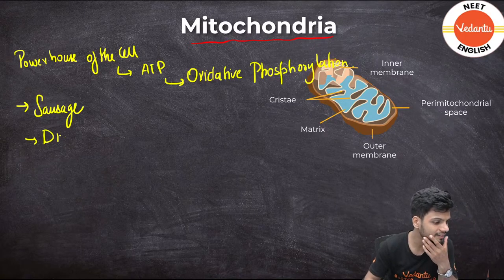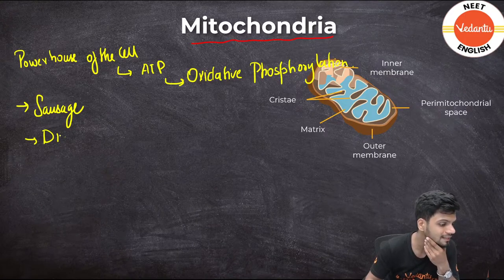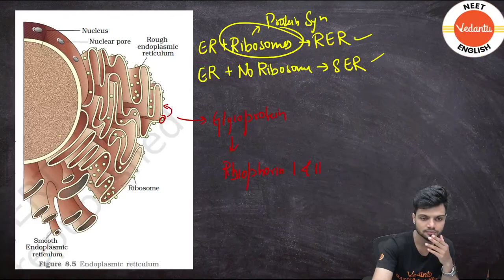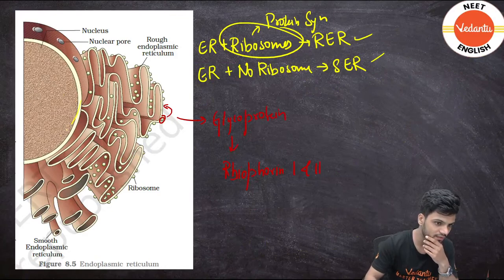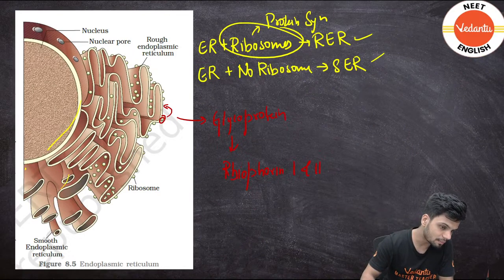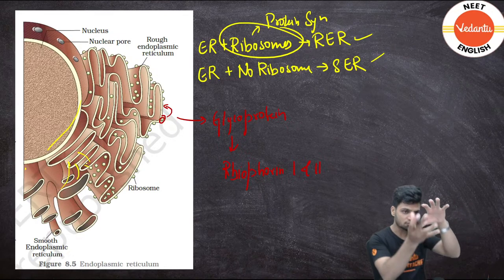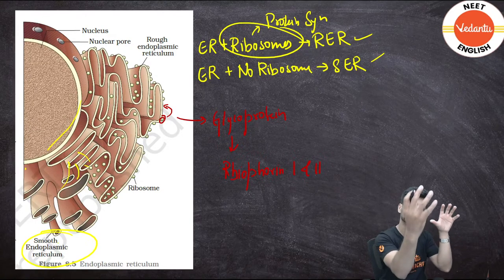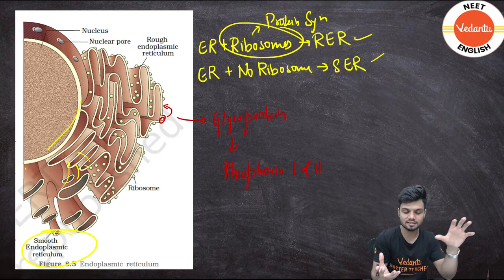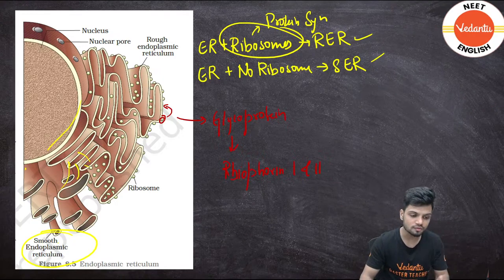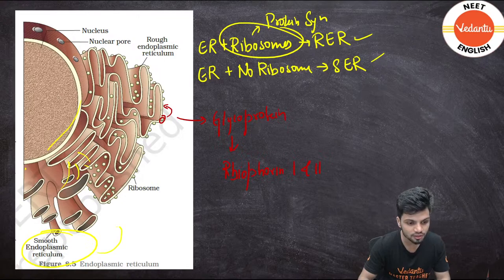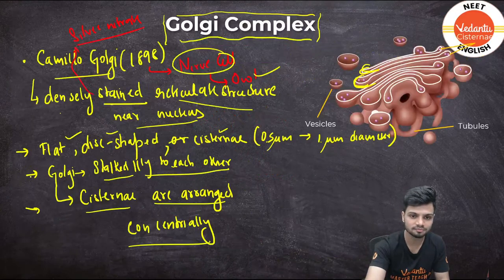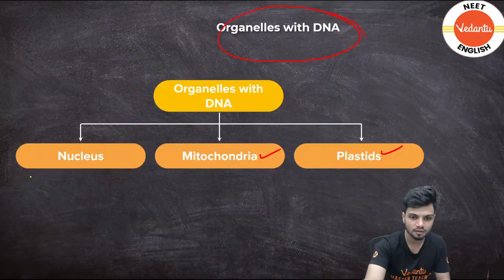Sir, why is the SER directly attached to the nucleus, not the rough endoplasmic reticulum? Let's go to the structure. See, this diagram here is not attached here. It is coming from behind. It is a 3D structure. The smooth endoplasmic reticulum is actually coming from behind like this. In some cases it can be attached, but most of the time the smooth endoplasmic reticulum is attached to the rough. This is a 3D structure, so don't get confused.